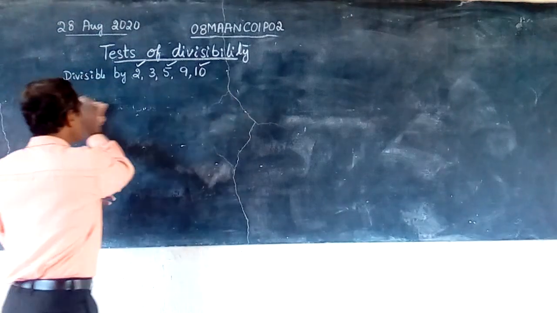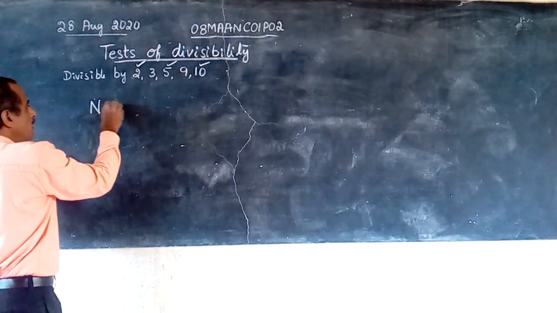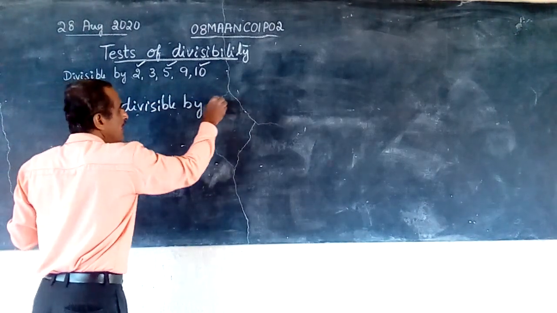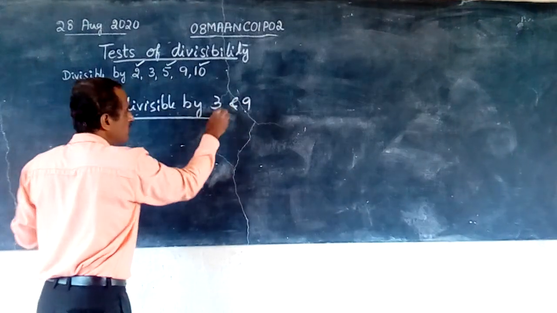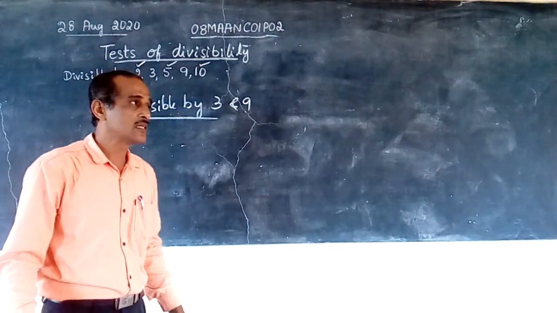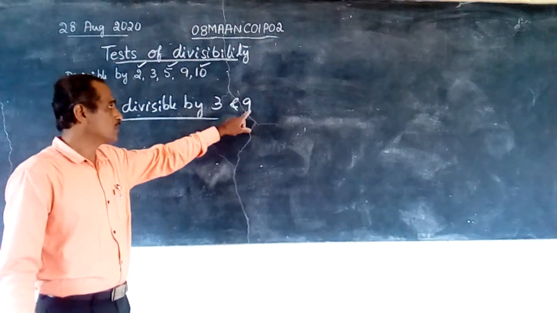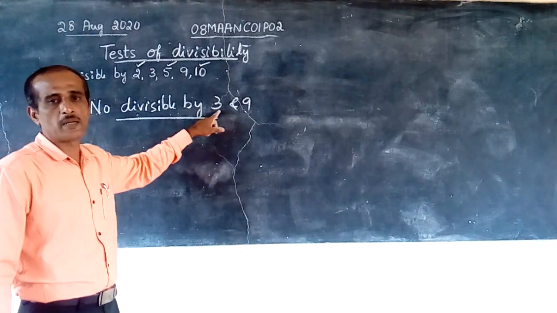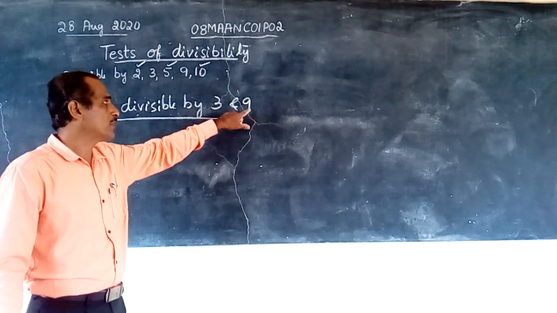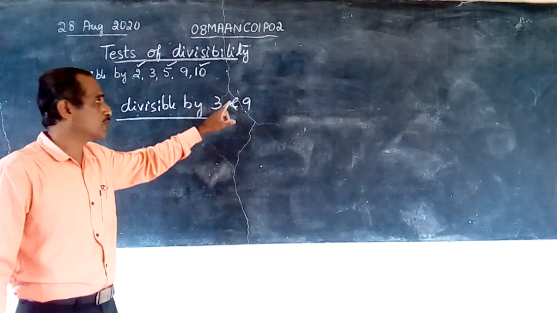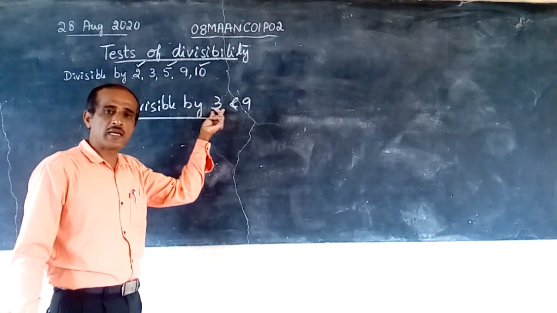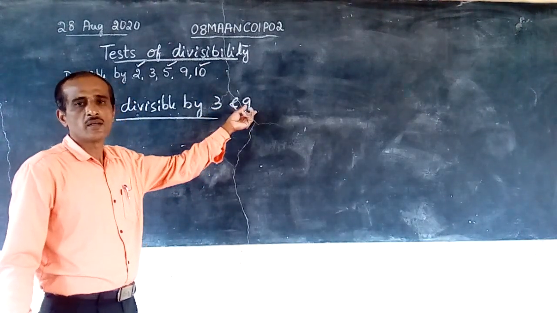Next 3. How to check a number is divisible by 3? Number divisible by 3 and 9. How to check a number is divisible by 3 or 9? See, very easily you can check whether a number is divisible by 3 or 9. If a number is divisible by 9, that particular number is also divisible by 3 because 3 is a factor of 9. Therefore, if you divide it by 9, that number can be divided by 3 also because you can divide 9 by 3. But a number which is divisible by 3 cannot always be divided by 9.